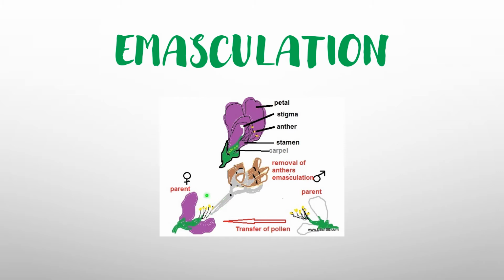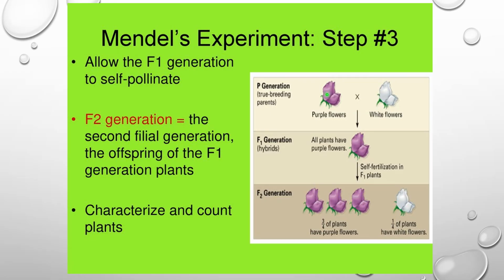So the second step was artificial cross pollination, achieved by emasculation. This is the second step of Mendel's experiment, you can call it. Next, the third step. What was the third step? The third step was that he allowed the F1 generation to self-pollinate.